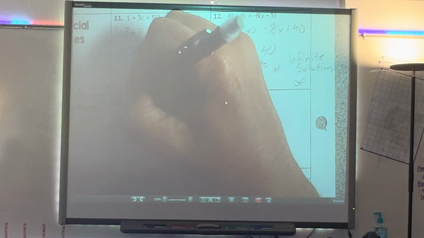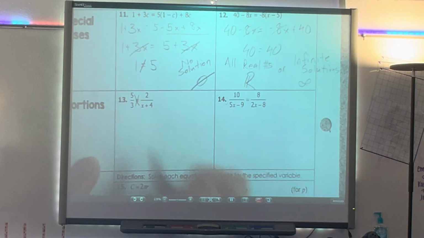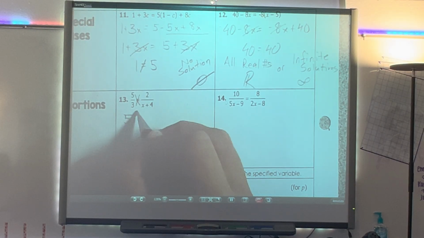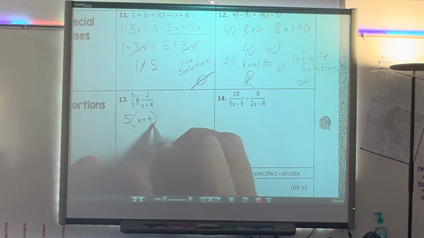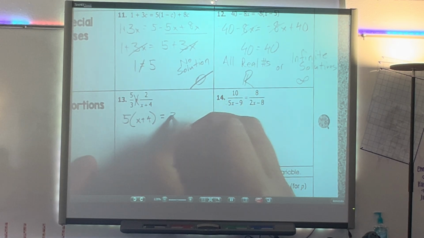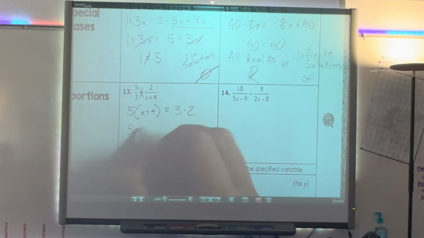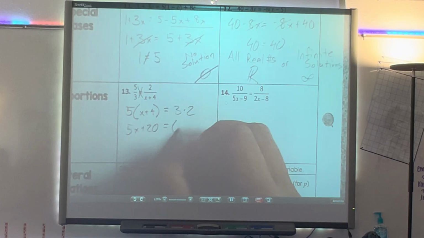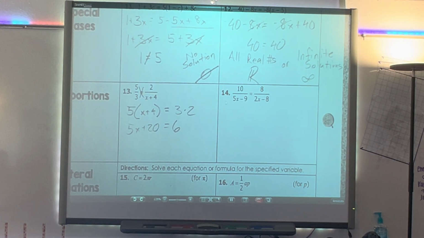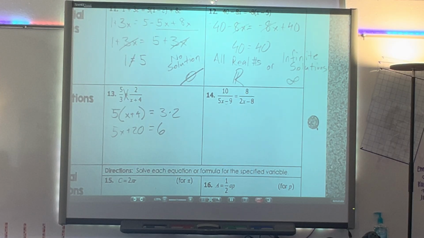So we're gonna multiply diagonally. So what that's gonna give me is 5 times x plus 4 on one side and 3 times 2 on the other side. Everybody okay with that? Yes? Okay, so then I would have 5x plus 20 is equal to 6, and I'm not going any further. Y'all can handle it from there. Everybody good?